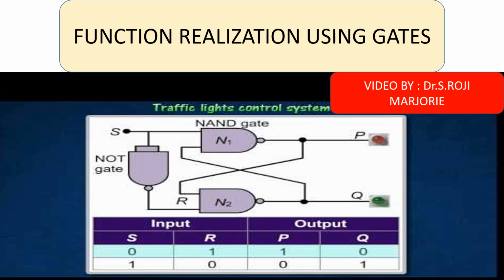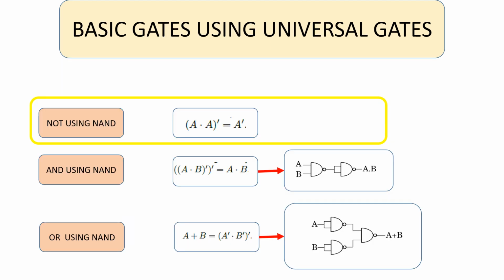Welcome to another session of digital circuits. In this session, we'll see how any function can be implemented by the Boolean gates, and we'll also see how a Boolean function can be implemented by using the universal gates. Any digital system can be implemented by using universal gates. So we'll first start with the implementation of basic gates using universal gates.